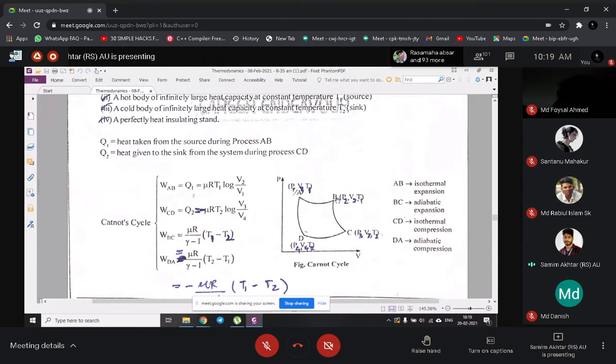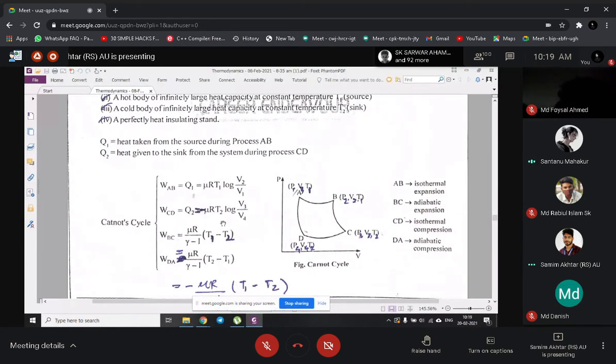Whenever you go from point B to C, you look at P2, V2, T1 and P3, V3, T2. So pressure, volume, and also temperature change. Whenever the temperature changes, this is not isothermal expansion. This kind of expansion is called adiabatic expansion. And the work done during this process, you look at this, is a similar expression to before, right?